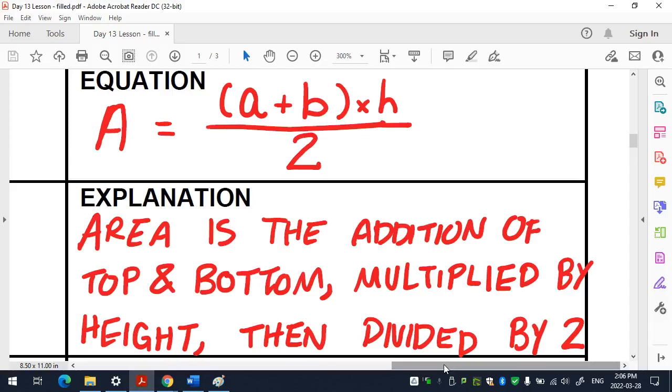So area of a trapezoid is 3 things. Number 1 is the addition of top and bottom, because A was the top and B the bottom. I mean, you could have called it the other way. Then multiplied by height, then divided by 2. You do it in this exact order, you will never make a mistake in your final answer.